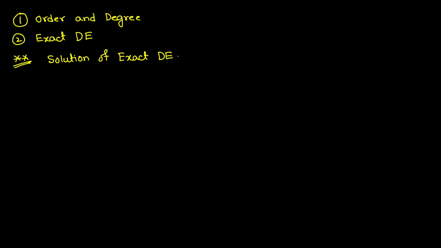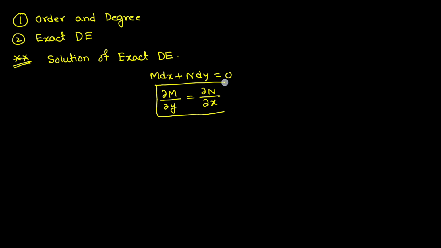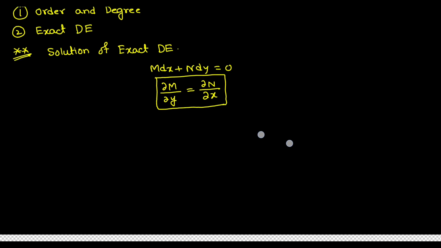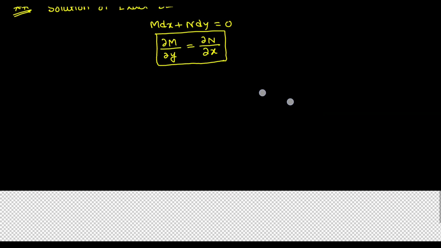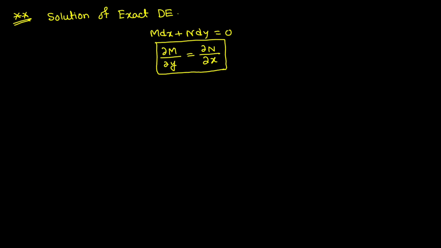Okay, let me tell you exact differential equation. That means if the equation is m dx plus n dy equals to 0, then it will satisfy the condition del m del y equals to del n del x. This is called the condition of exactness. Okay, now let's solve a problem. Before that let me tell you that if the equation is not exact, then you cannot solve the equation. So first of all, the equation must be exact. Then you can solve the equation.